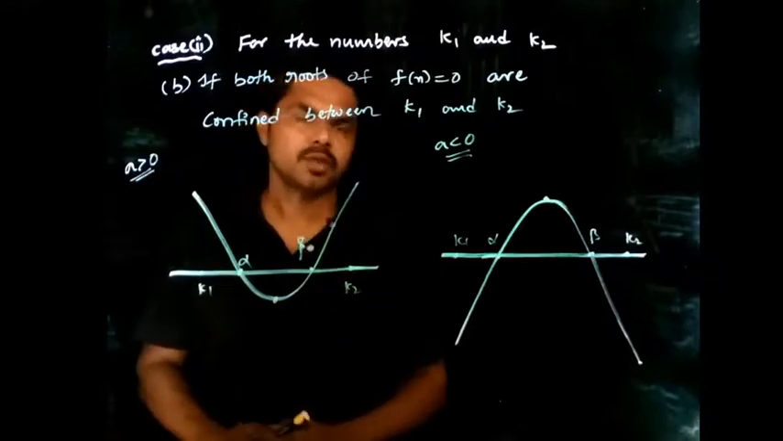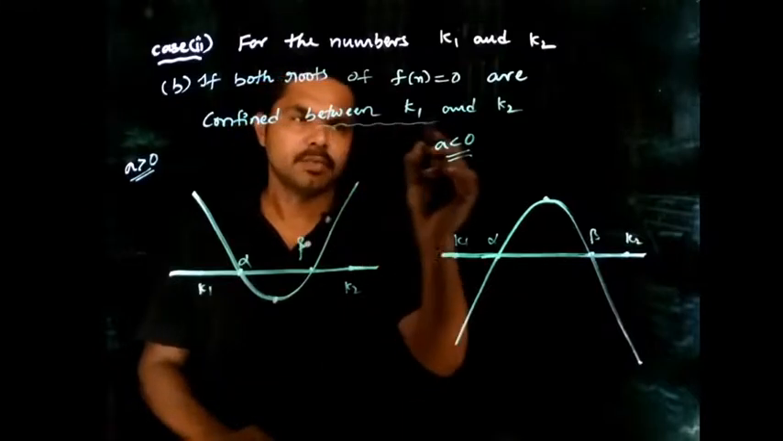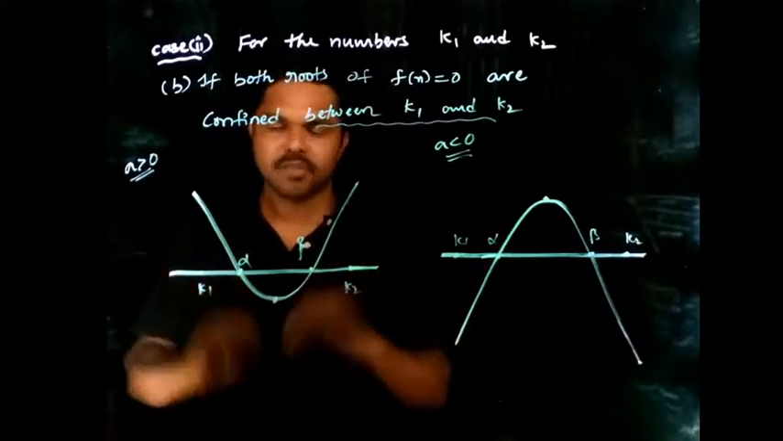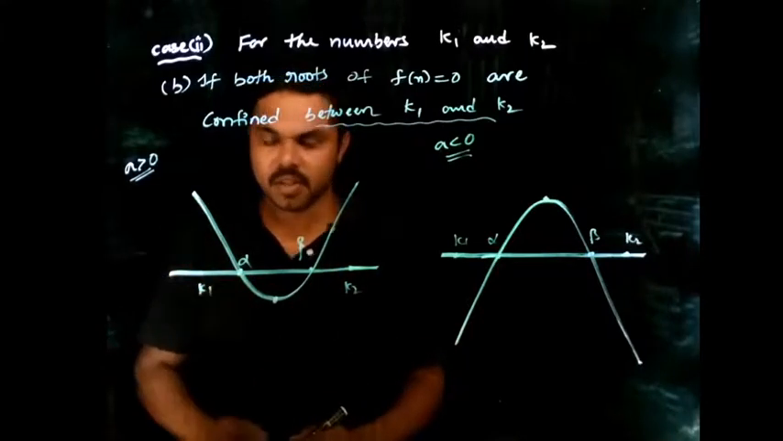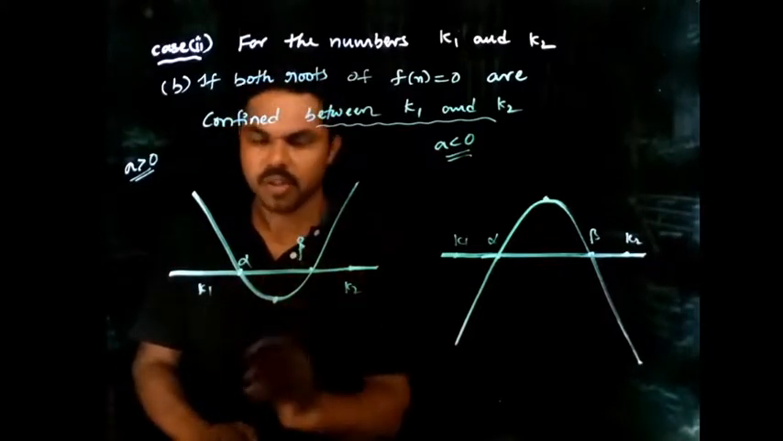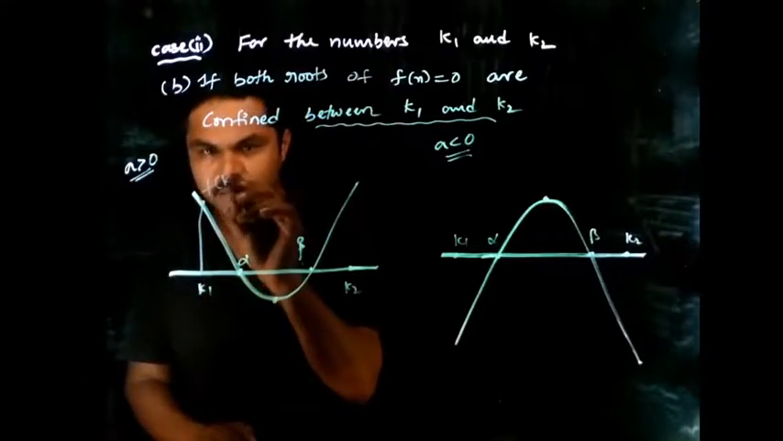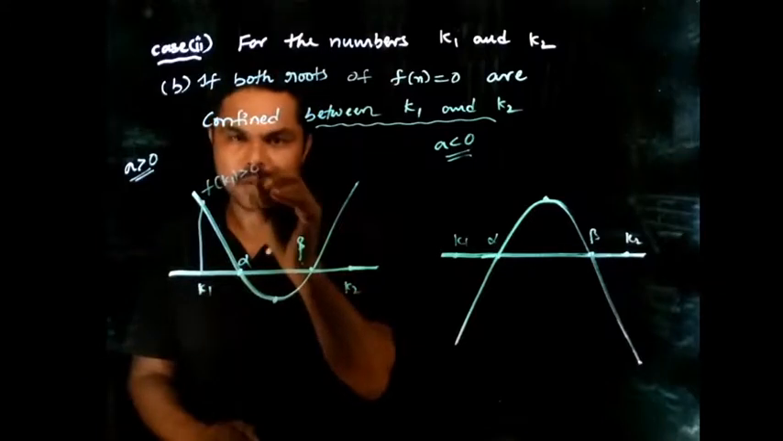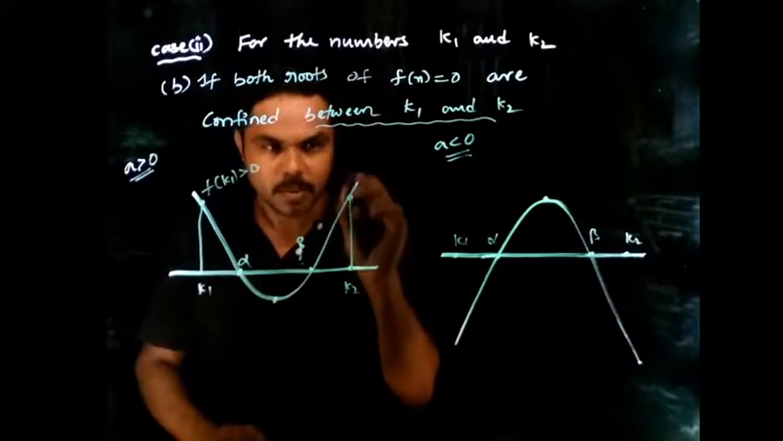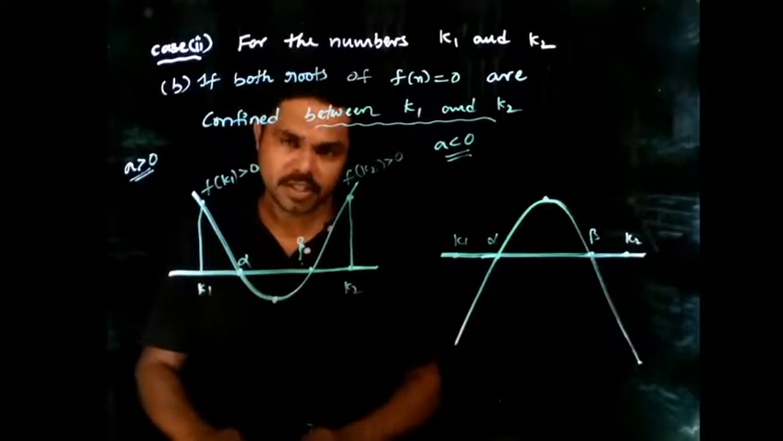Here, if both roots of f of x equal to 0 are confined between k1 and k2, that means the alpha and beta values should lie in between the k1 and k2. Come to the graph. If you take k1 here, alpha and beta will be in between the k1 and k2. So if you take k1 here, f of k1 will be here. So f of k1 is above the x-axis, that will be positive. Now k2 here, f of k2 is also here, above the x-axis. So this value is also positive. Now we can write the conditions.